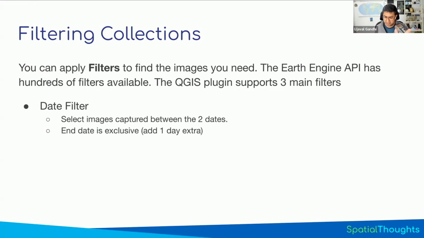Okay, so that's a date filter. You'll select the images that you need between the 2 dates. Second is an extent filter. Do we want all images everywhere in the world? No, we just want images that are in the region that I specify.